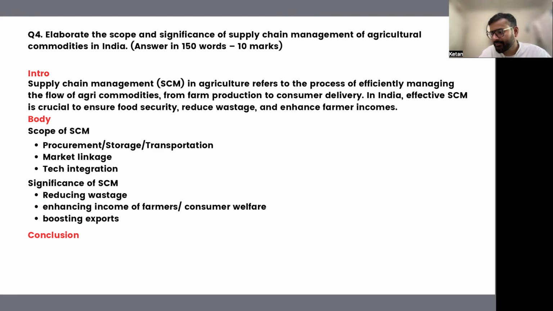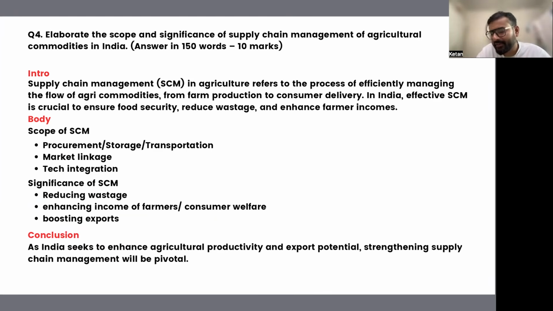And in conclusion, of course, you can have a very simple conclusion: as India seeks to enhance agricultural productivity and export potential, so forward looking, in future, what we are planning to do. So we want to increase agricultural productivity. We want to increase export potential. Strengthening the supply chain management will be pivotal. All right. So this is a good answer for this question.